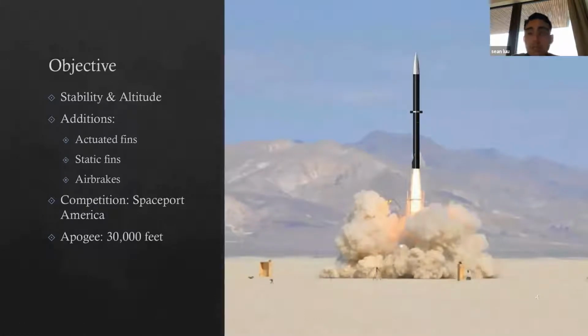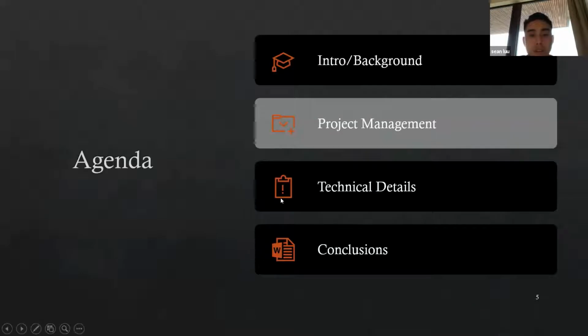So main objective is stability and altitude. We're going to achieve this through actuated fins, static fins, and air brakes. This is going to be for the Spaceport America competition, and our goal is to reach an apogee of 30,000 feet. And then next is project management.